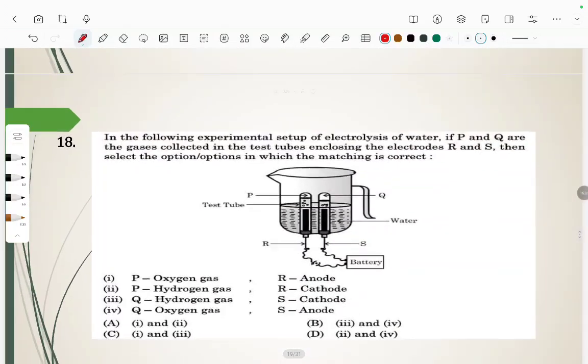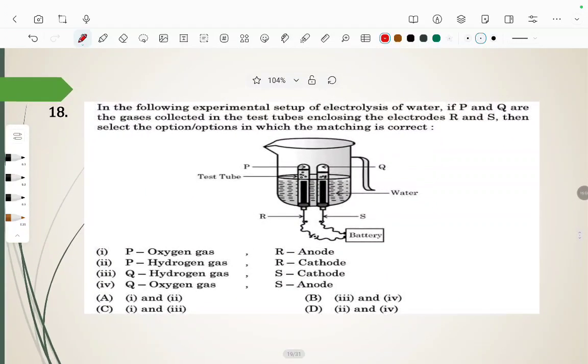17th is also the same question. Yeah, 18th question. Very important. This is a good level of question. Everyone must attempt this. 18th question. In the following experimental setup, electrolysis of water, P and Q are the gases collected in the test tubes enclosing the electrodes R and S. Then select the options in which the matching is correct. Select the correct option. P is oxygen gas. On P electrode there is oxygen gas.